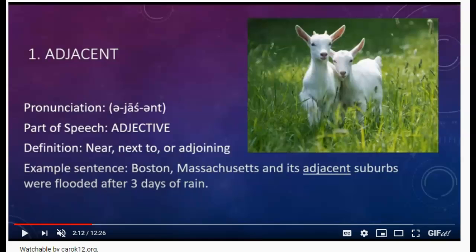And the example sentence always starts with a capital letter, Boston, Massachusetts, and its adjacent suburbs were flooded after 3 days of rain. Period. I am always going to check for capital letters at the beginning and punctuation at the end. More times than not, when people do charts, that is where they're going to lose points in that example sentence, if they're missing that punctuation or capitalization where it needs to be.